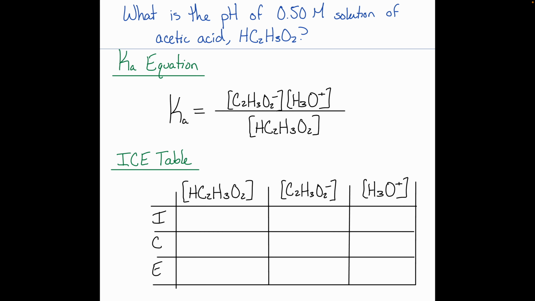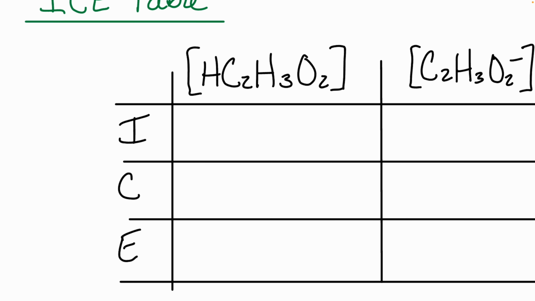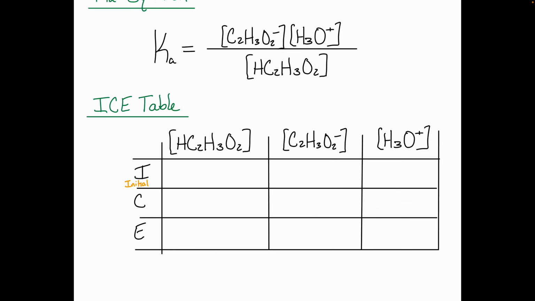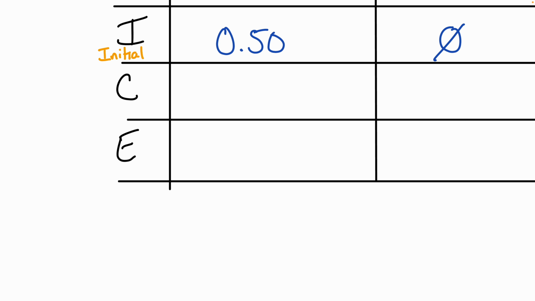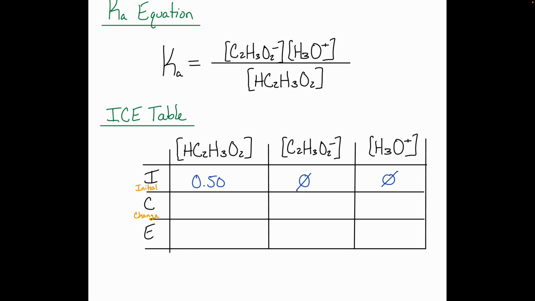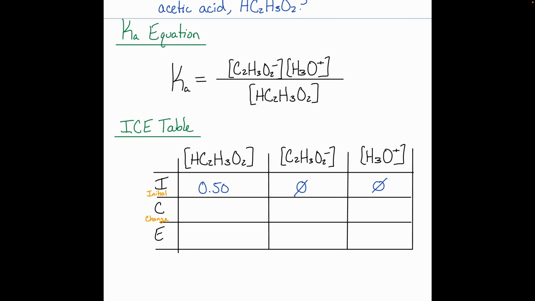All right, so I built my ice table here. The I in my ice table stands for the initial amount of each of these here. I start out with just that 0.50 molar of my acid. And initially, we have no reaction that's taken place yet. All right, my C box, the change in concentration that happens. Okay, so we use our variable x for this box here.